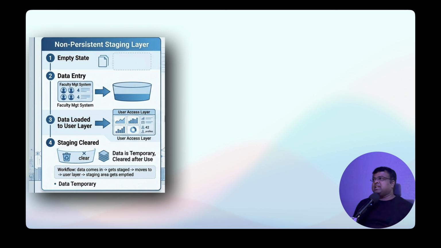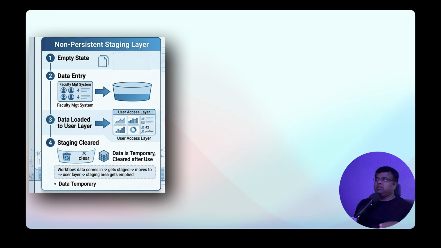Once everything has been successfully loaded into the user layer, the staging layer is cleared out completely. That is why it is called non-persistent. The data does not stay here permanently. So the next time two more faculty members join, the process starts again with an empty staging layer. Their data comes in, gets staged, moves into the user layer, and then the staging layer is wiped clean once again. So that is basically the workflow.